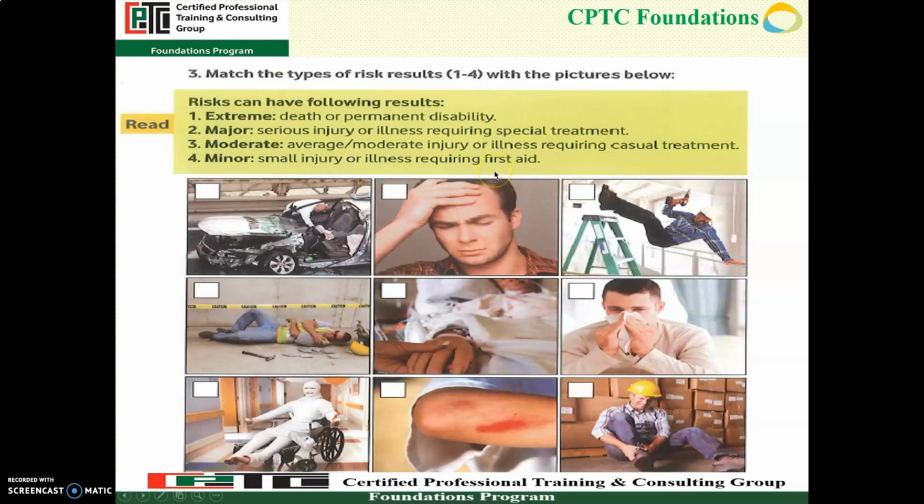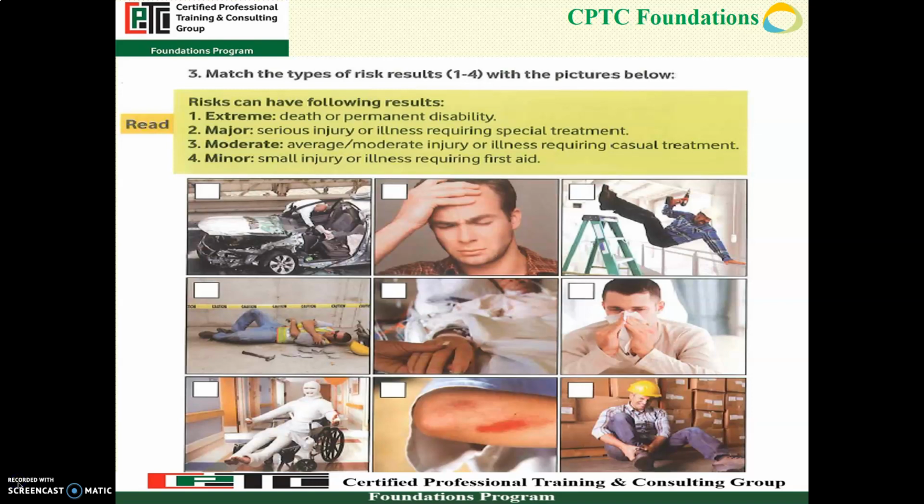And then the last one is minor. A small injury or illness which requires first aid. For that one, you can just do it yourself. You can take care of yourself because it's not a very serious result of the risk. So we have the pictures, as I said before. We have 9 pictures, and what we are asked to do is to match the numbers 1, 2, 3, 4, the 4 types of results, with the pictures. I'm giving you a few minutes. Please think about the pictures and match them with the appropriate results.